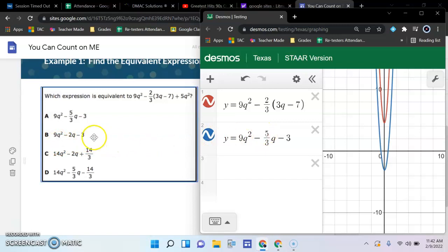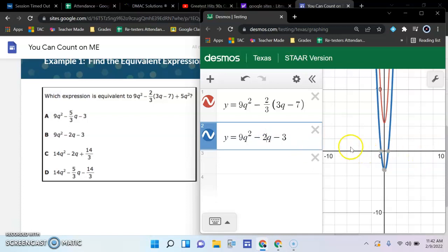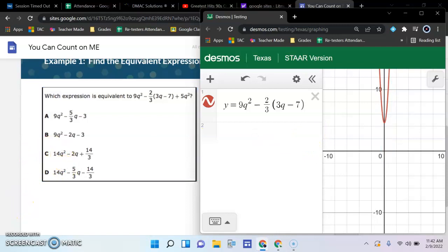So now let's go to B. This one changes right here. This one is a 2. And let's check if it matches. No, it's still two different graphs here. So let's delete this one and let's type C.